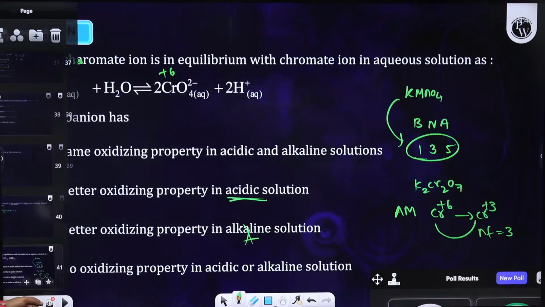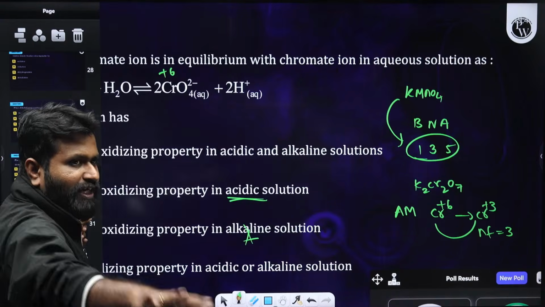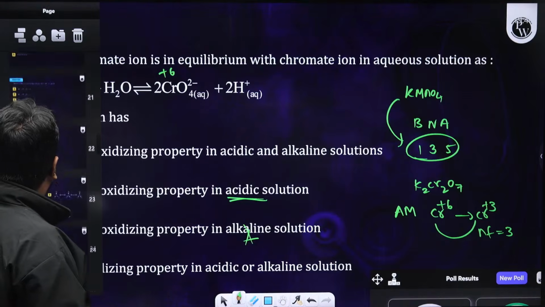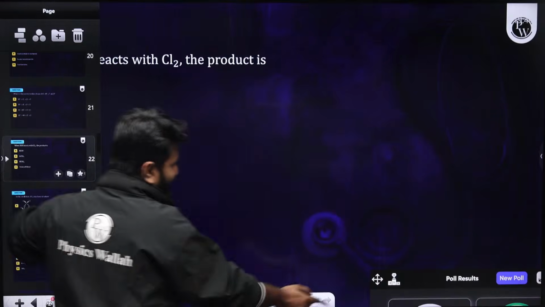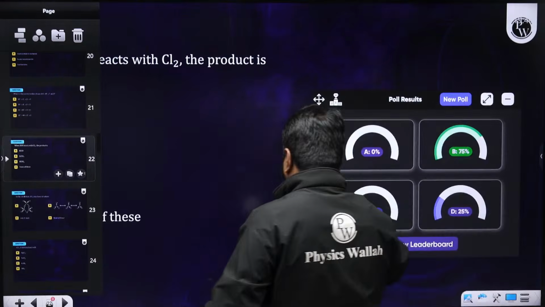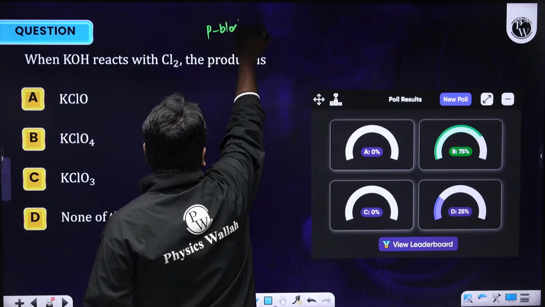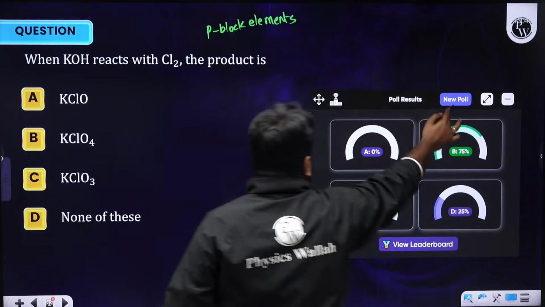Fine. Now we will move into P block elements. P block elements, or periodic classification. Last we will solve periodic classification. That will give you people motivation. Now let me start with P block elements. In NEET level, we are having only general properties. So try to tell the answer.